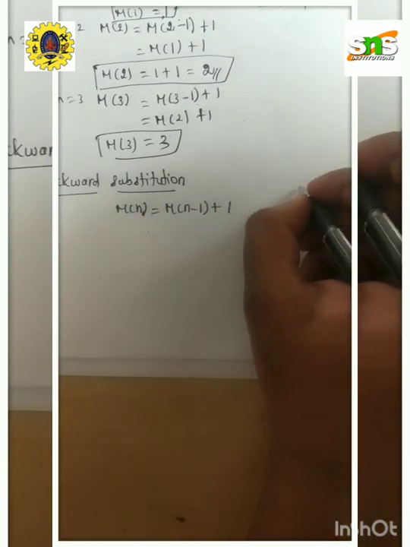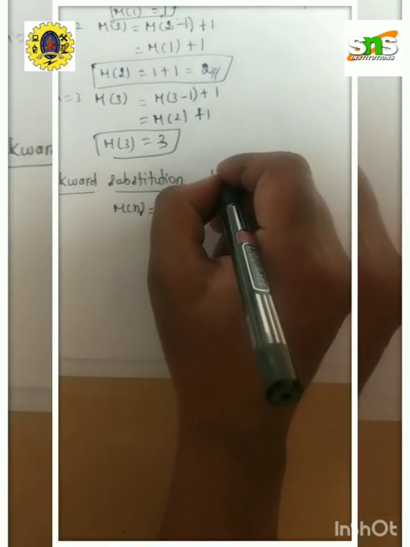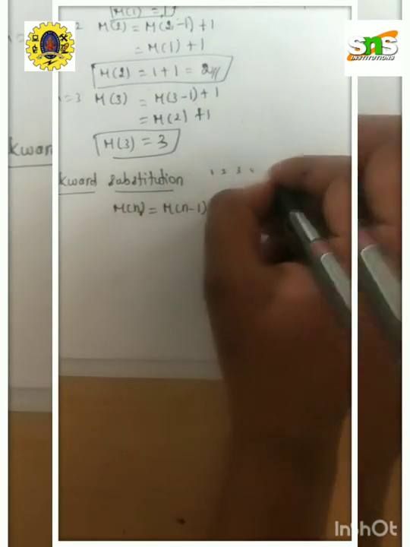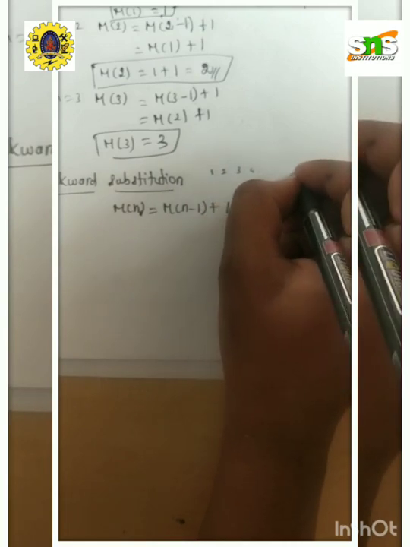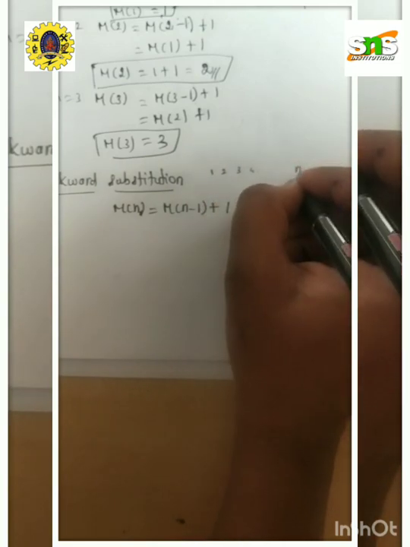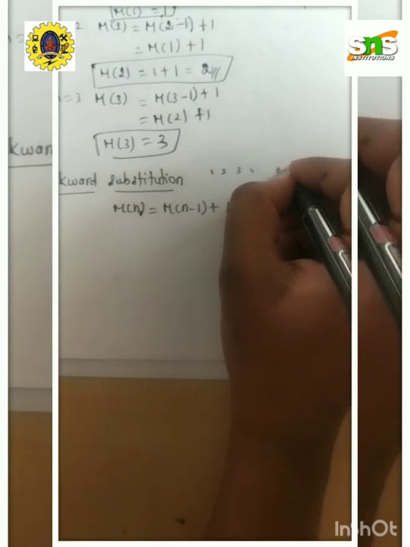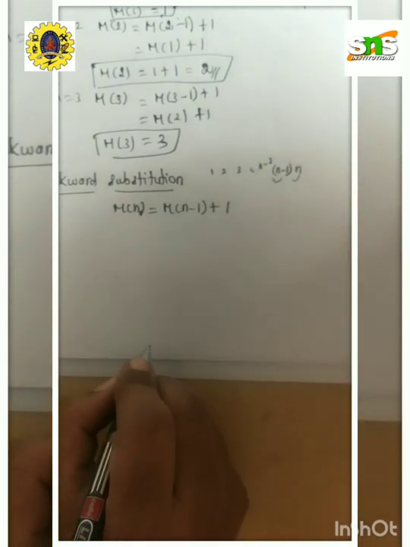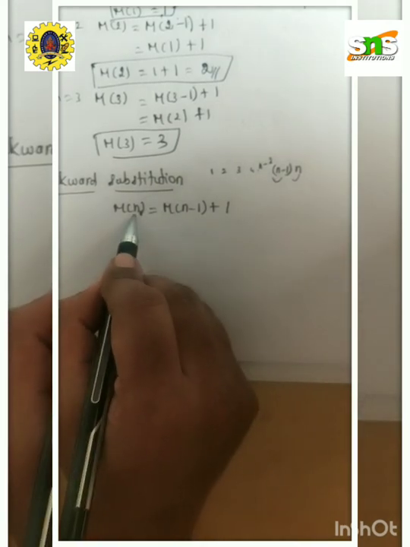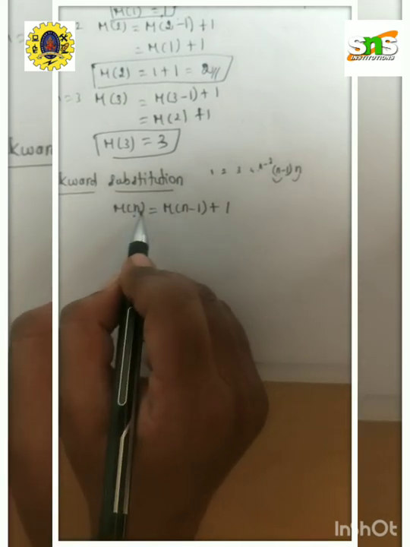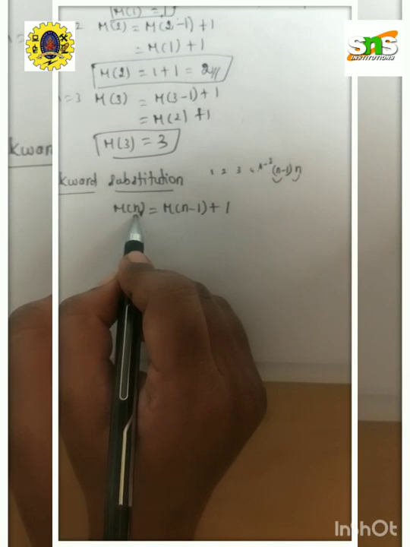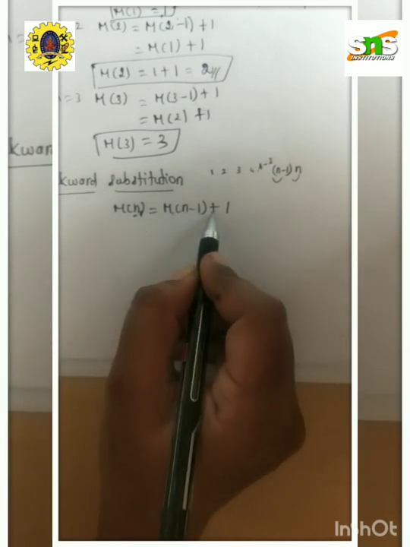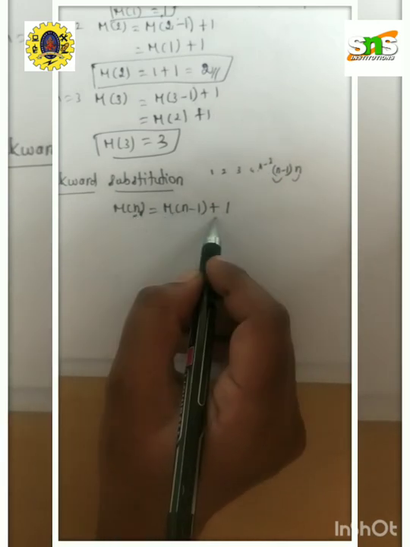See here, for example, if you write 1, 2, 3, 4, up to the last value n, what is the value before n? N minus 1. So before n minus 1, n minus 2. Right? So for n, what is the previous term? M of n minus 1 plus 1. So m of n can be written like this.